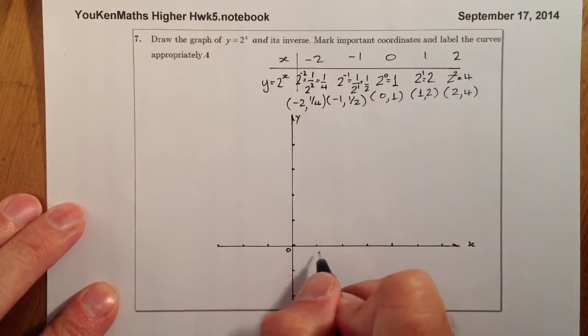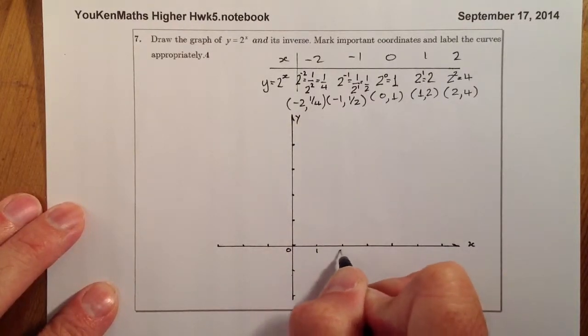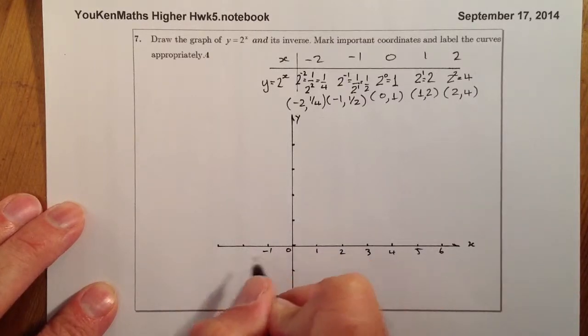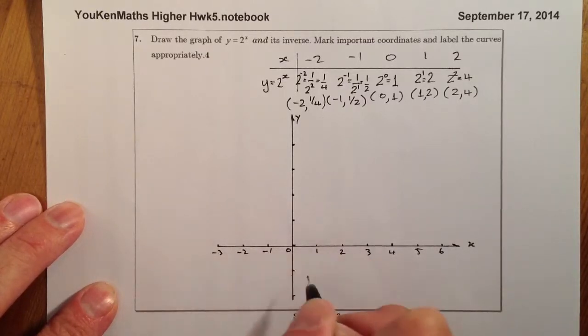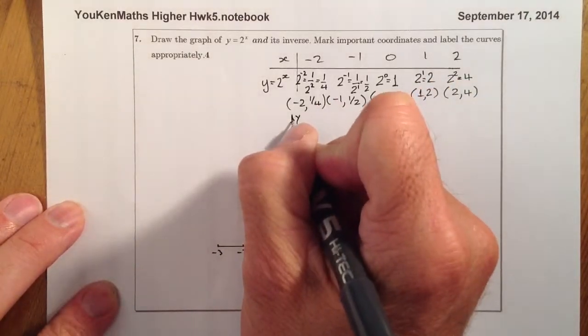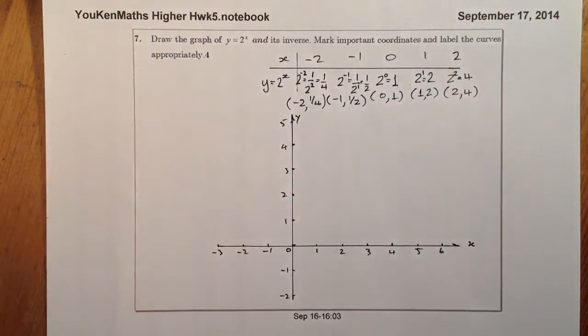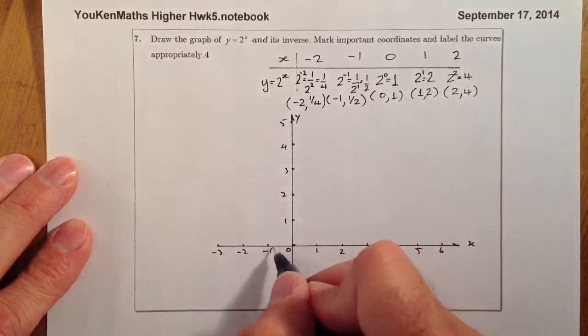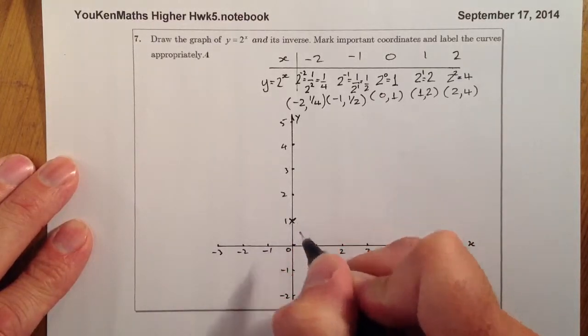So 0 with the crossover, 1 when I step out, 1, 2, 3, 4, 5 and 6, -1, -2, -3, -1 down the way, -2, 1, 2, 3, 4, and if I had another point up here, that would be 5. Right, so let's just plot the points that I've got. Let's go with 0, 1 first of all. 0 along the way, 1 up. There's my first one.